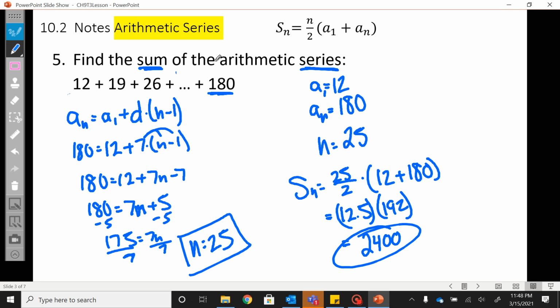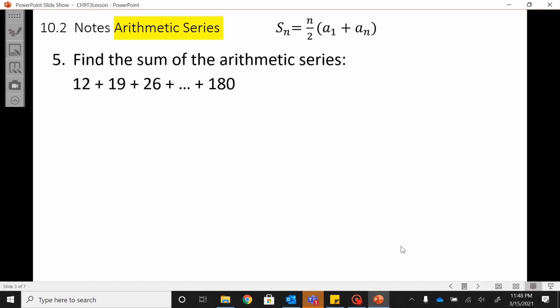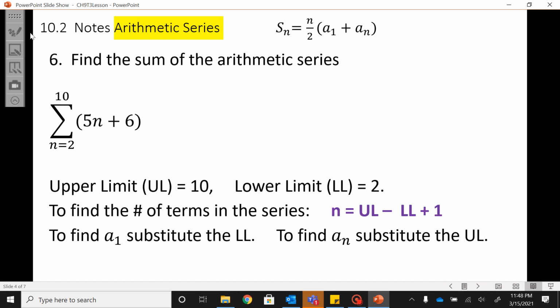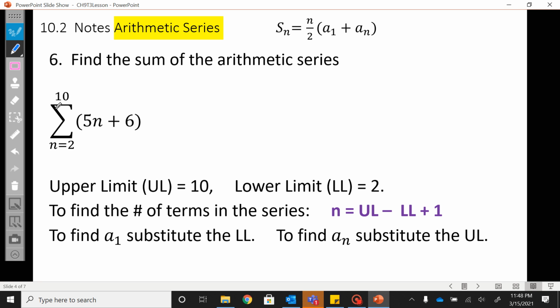Now there's another way that you may see a series. You might see a series as summation notation. Okay, summation notation looks like this right here. It has a big sigma, it has a number on the bottom, a number on the top, and then a formula, in this case 5n plus 6. This is just another way of looking at a series. What this series says is that it's a series from 2 to 10 where each term is 5n plus 6.